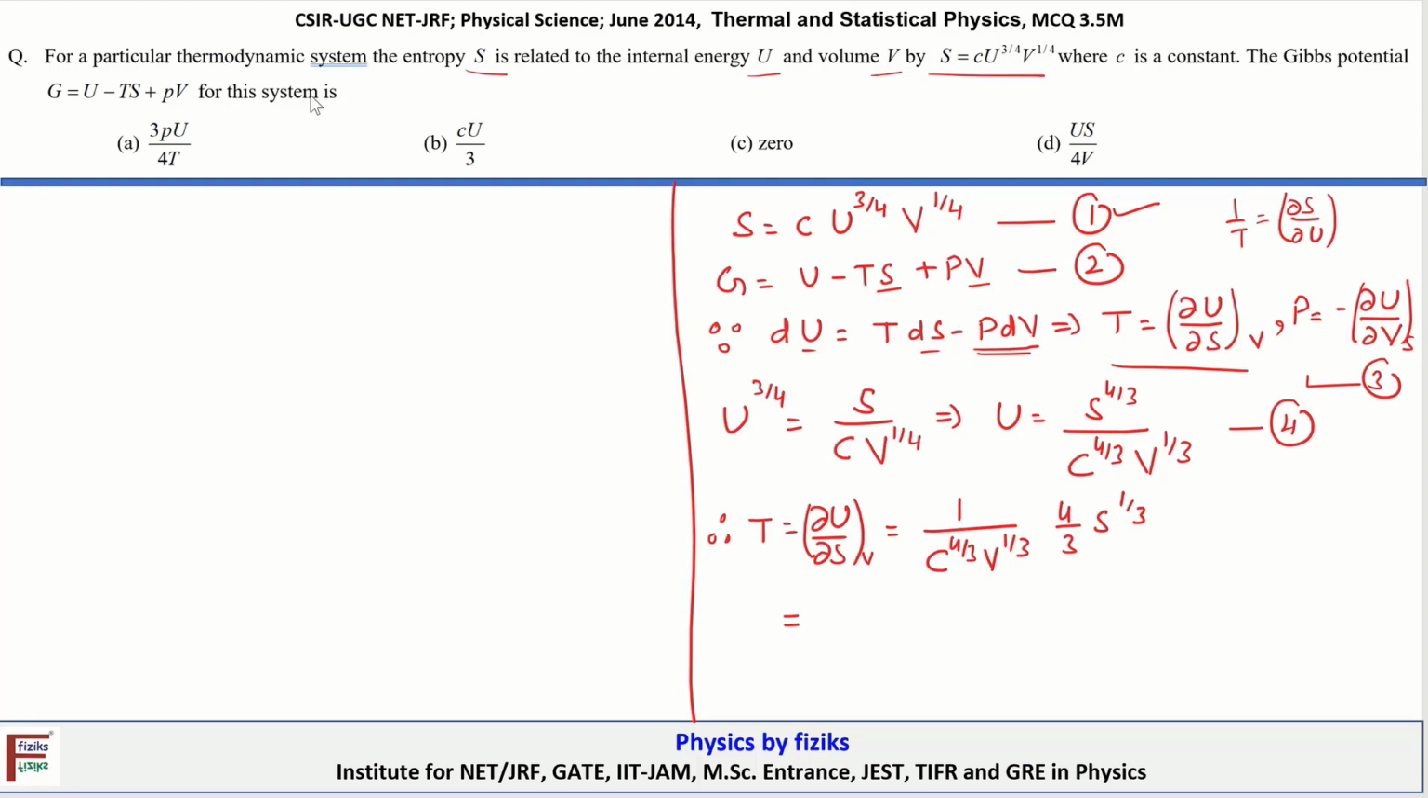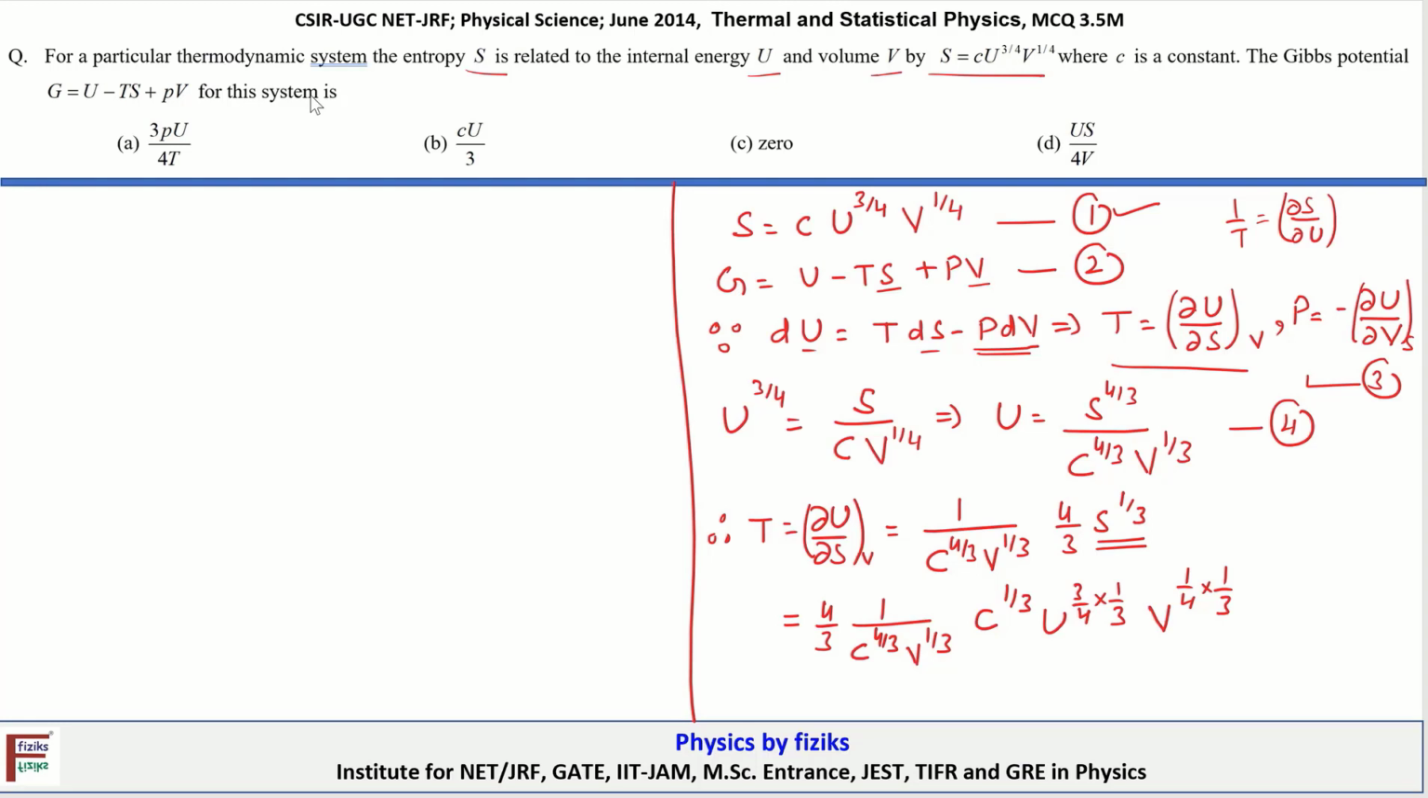So that is equal to, keeping 4 by 3 in front, 4 by 3 divided by C power 4 by 3 B power 1 by 3, and then replacing S power 1 by 3. So S power 1 by 3 will be how much? It will be c power 1 by 3 and then u power 3 by 4 raised to 1 by 3, and v power 1 by 4 raised to 1 by 3, so that means I can multiply the powers. Some of the terms in the numerator and denominator will cancel with each other. For instance, c power 1 by 3 will cancel with the c power 1 by 3 in the denominator, and we will be left with c power 1 only.